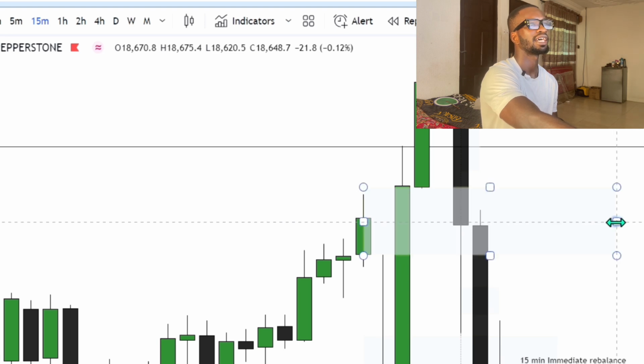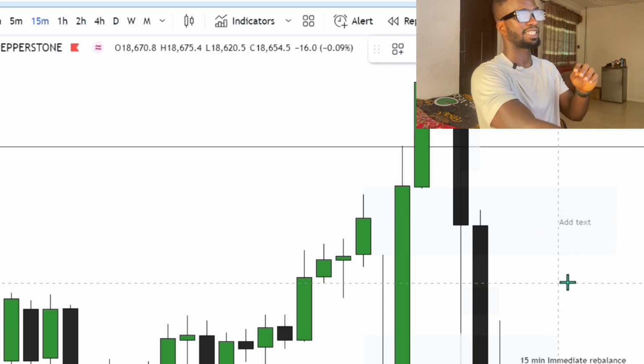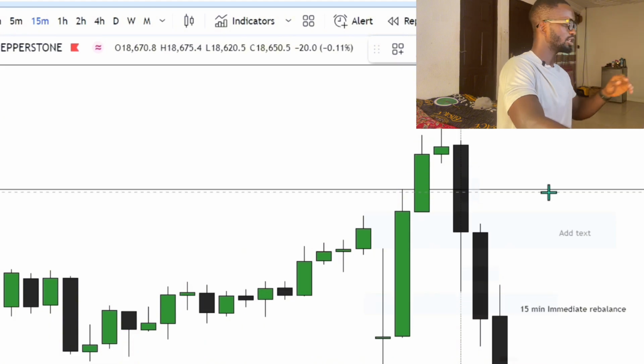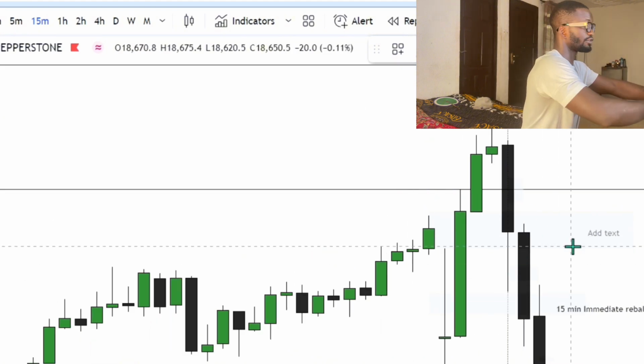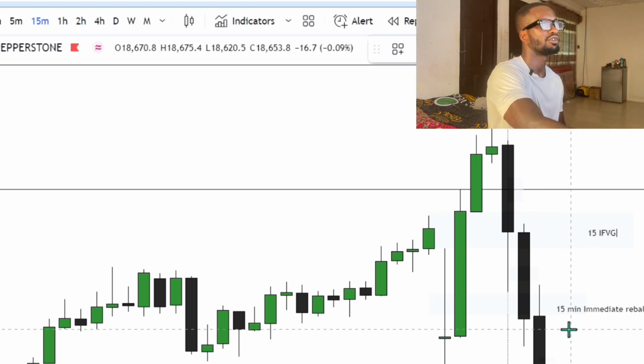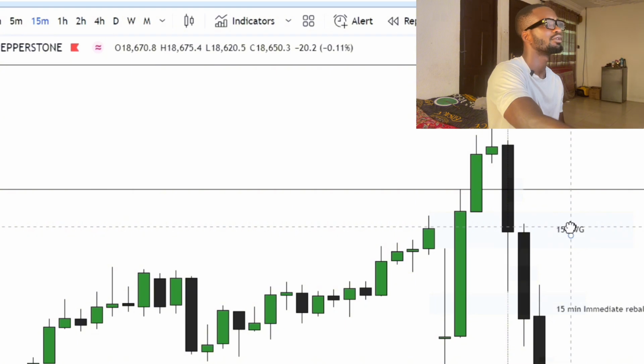We call that a reclaimed fair value gap. Like that gap that price made when it was taking liquidity, you can use that to sell too. And this one is from the higher time frame, the 15 minute inversion fair value gap. So I used that as confirmation too, on the 1 minute time frame.